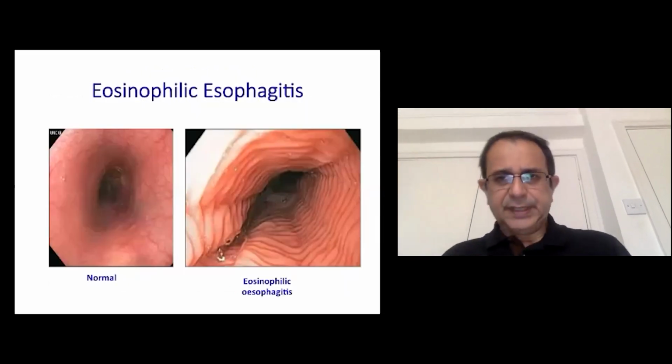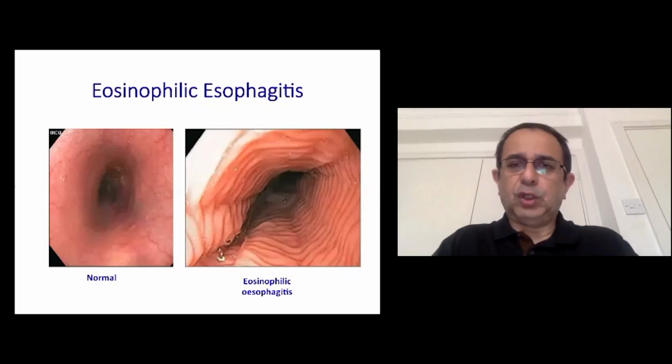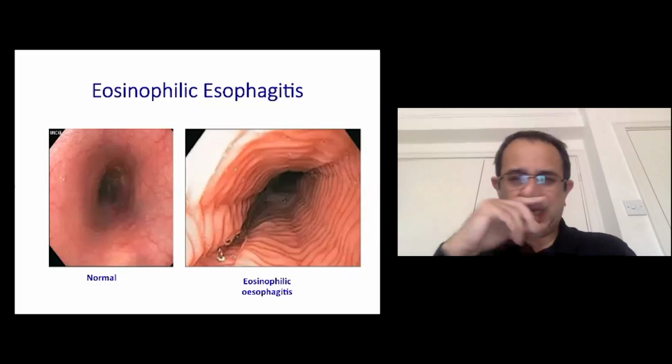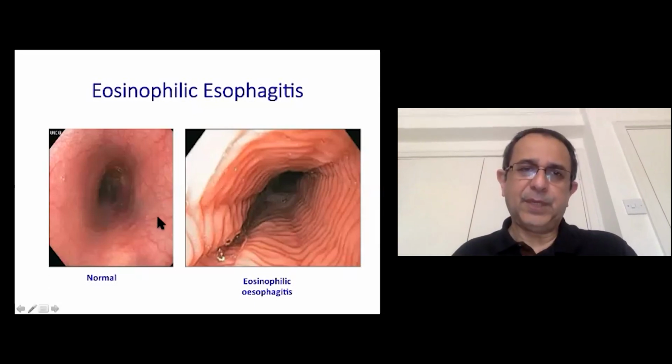Eosinophilic esophagitis is a condition where allergy cells called eosinophils accumulate in the esophagus. On the left side, you have a picture of the esophagus taken during endoscopy, the camera test. And you see that the lining of the esophagus is very nice and smooth. It's got a bit of redness because of the blood vessels, but it really looks quite smooth. And here on the right side, you have a patient with eosinophilic esophagitis. And you see a lot of these rings and concentric rings that you can actually see all the way around.